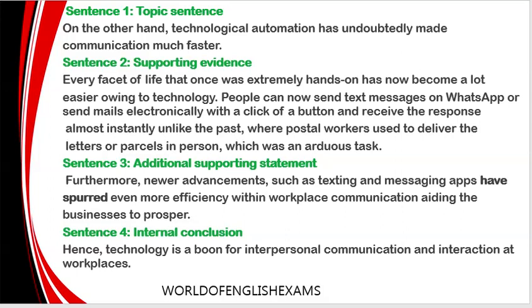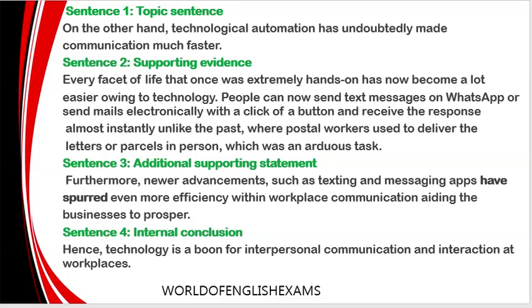Fine. So that is how you write a body paragraph. Now with the same formula, let's also learn how to write the second body paragraph. In this, I am going to show another point of view, another line of thought, that is how technology is benefited by communication, in other words. So the topic sentence would be, on the other hand, technological automation has undoubtedly made communication much faster. Now I have established one more idea. What is that? Automation has made communication quicker.